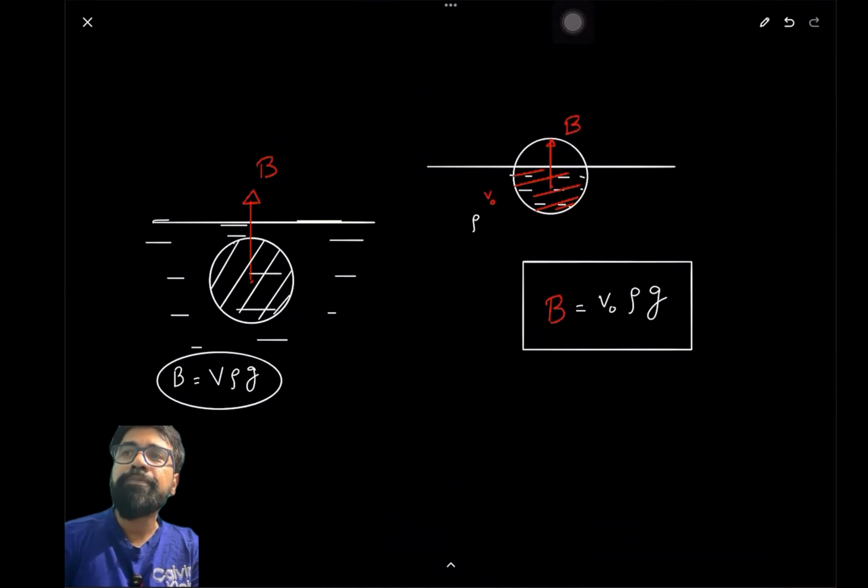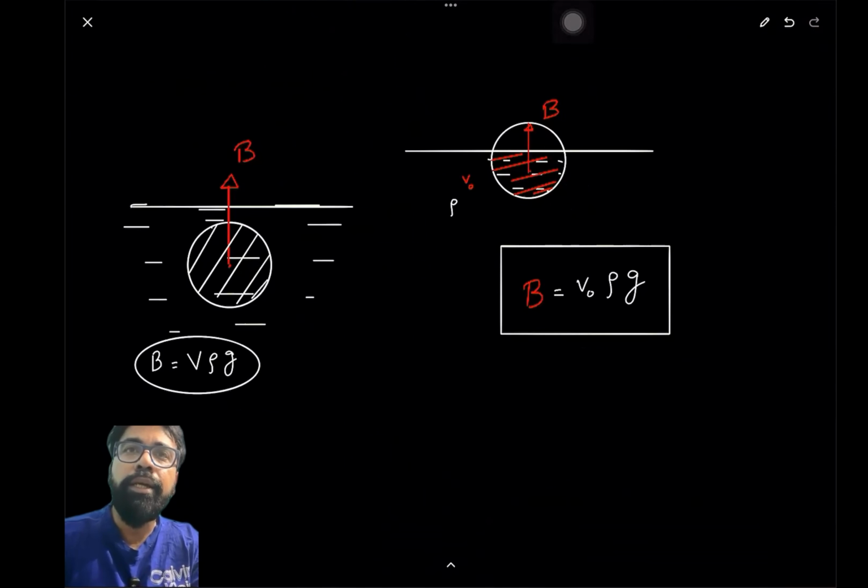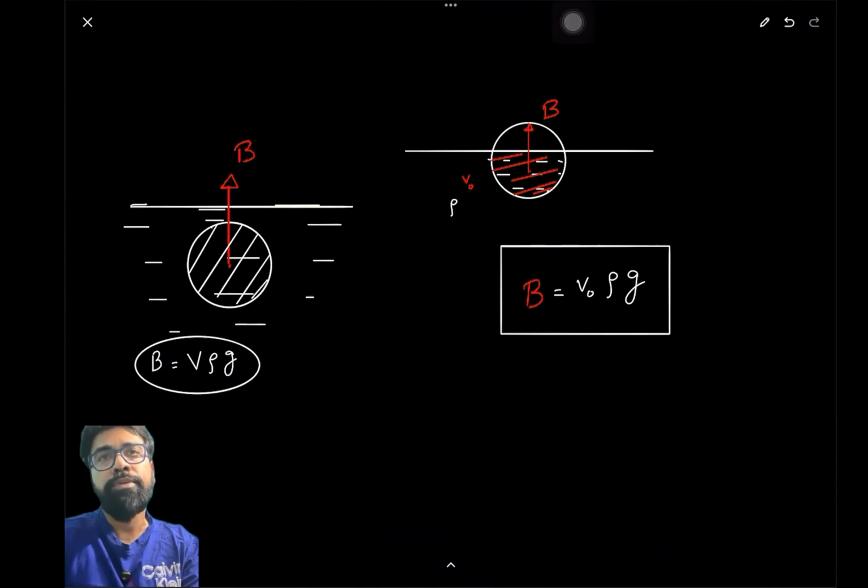So fundamentally, Archimedes' principle is saying that when a body is partly or fully immersed in a fluid at rest, the body experiences an upthrust which is equal to the weight of the fluid displaced by the body. And remember, in both the formulas, whether it is partly or fully immersed, because g is present, g plays a major role in Archimedes' principle.